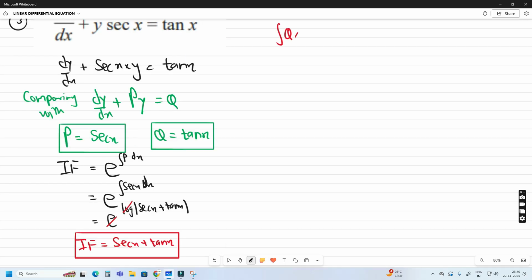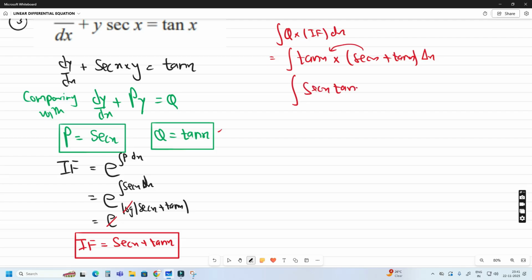Integration of Q into IF. So the Q value we got over here is tan x. Integration of tan x, and the IF value we got is sec x plus tan x. Okay, so first we'll multiply sec x into tan x. So that will be sec x into tan x. And then you multiply tan x into tan x. That will be tan square x with respect to dx. Okay, so now what you can do, you can take separate integration. So it will be sec x tan x plus integration of tan square x.